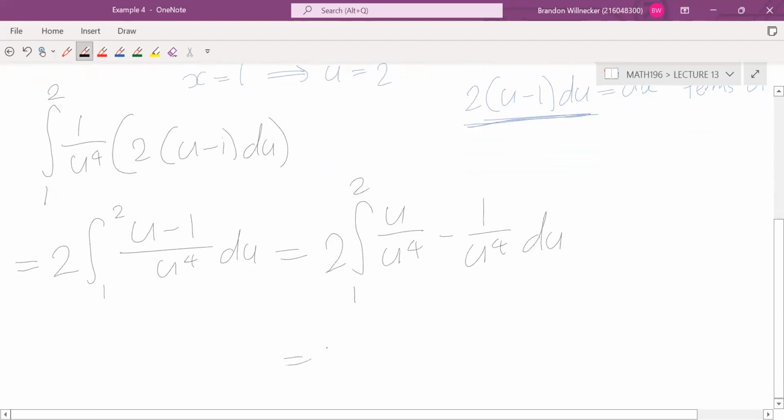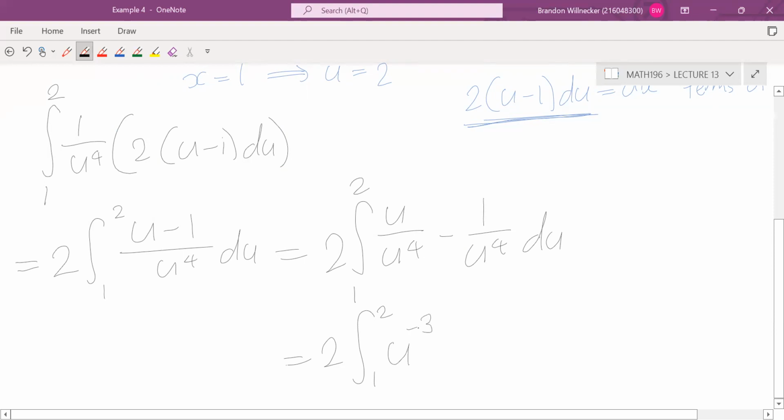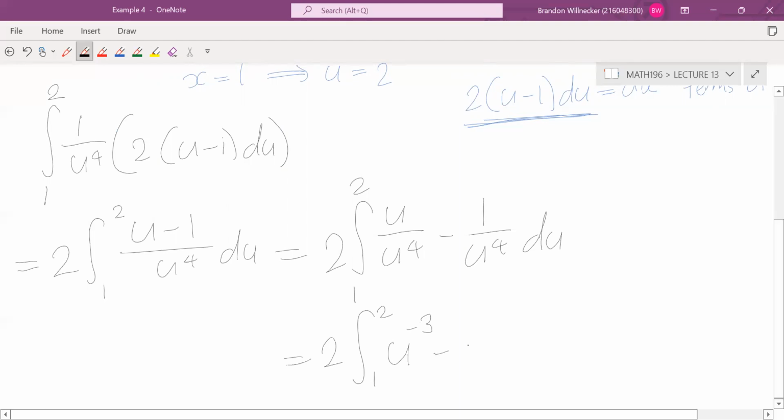Okay, so I've separated it out. Now we can simplify. So this will be 2, integral from 1 to 2. u to the 1 over u to the 4, we are going to have a u to the power 3 in the denominator. But remember, we want to work with the power rule, so we're going to write this as u to the minus 3. Similarly, for the other term, we've got u to the power 4 in the denominator, but we want to work with the power rule, so let's take it to the top. And then we have u to the minus 4 du.